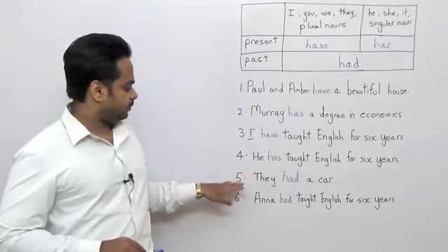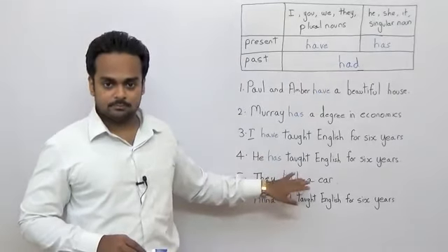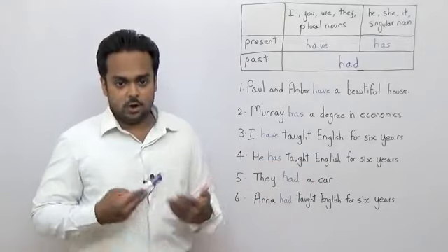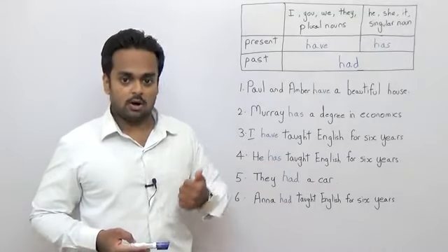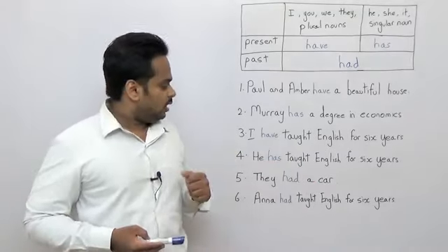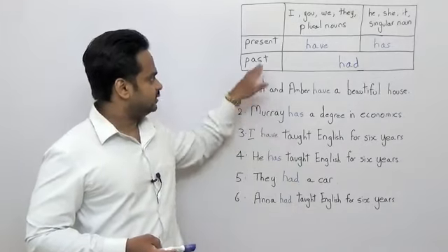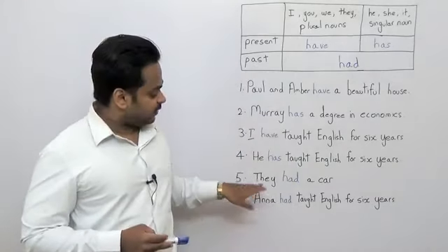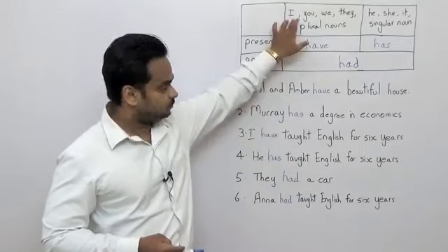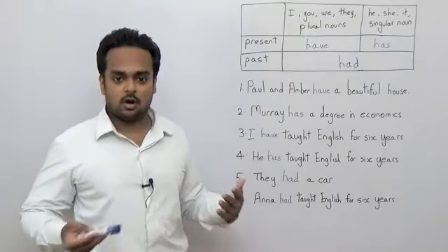Okay? So here, they had a car. That means they don't have a car now. They had a car in the past. But we're using had because it's in the past tense. If this was I, it's still I had a car.